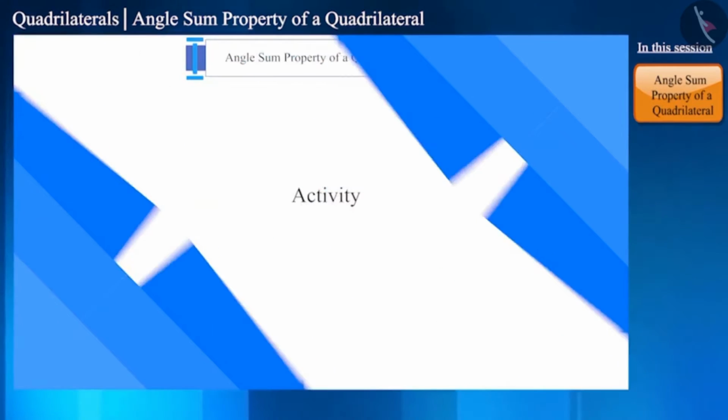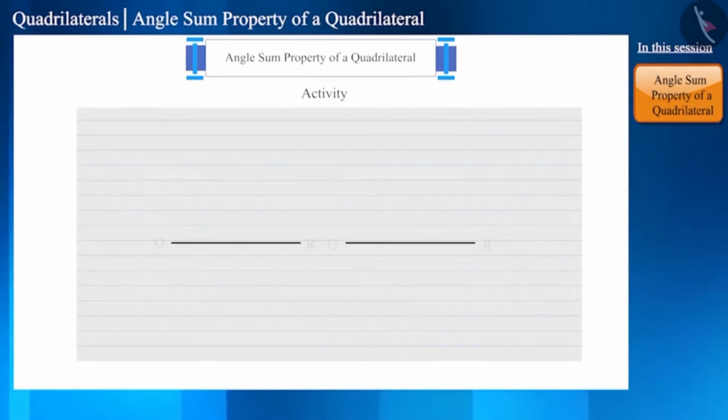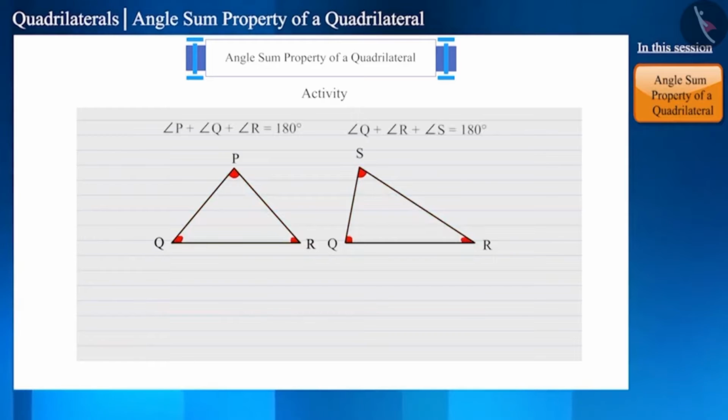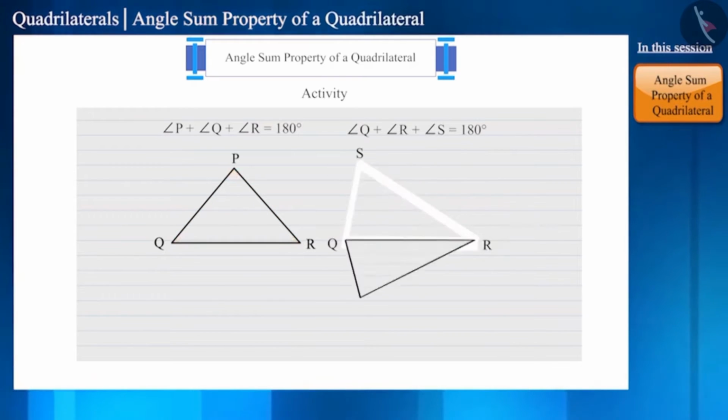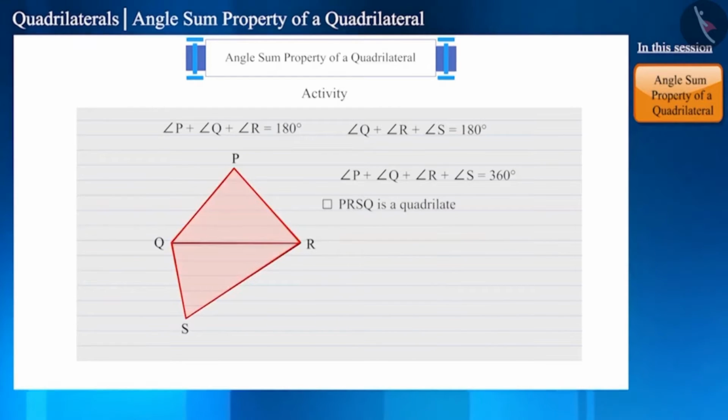Can you guess what will be the sum of all the angles of a quadrilateral? Let's do an activity to understand it. Let's create 2 triangles with the same base on a paper. Let's name the first triangle PQR and the second triangle QRS. We know that the sum of the 3 angles of a triangle is 180 degrees. Now, let's connect these 2 triangles at the base QR. So, the sum of all the angles of this shape so formed will be 360 degrees and this shape is a quadrilateral.